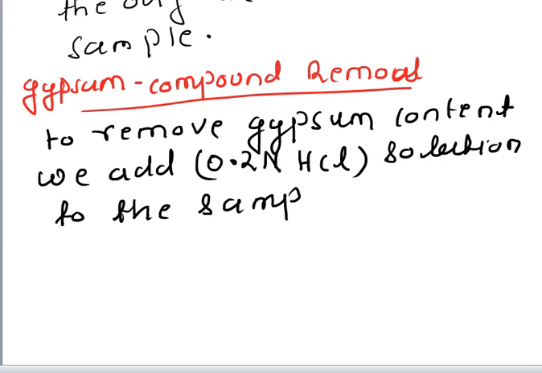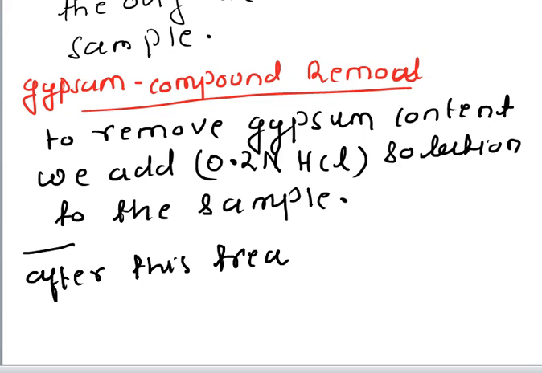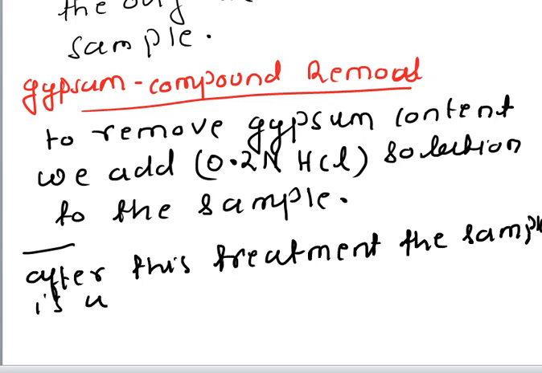On addition of these two compounds, all impurities get removed from the sample. Okay, then after this treatment we will make the suspension. So after this treatment, the sample is used for making the suspension.